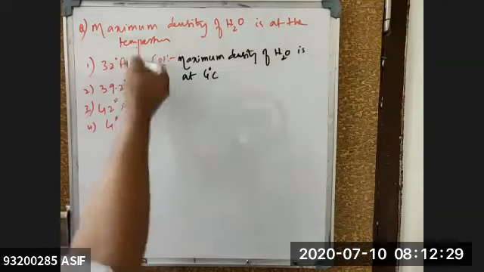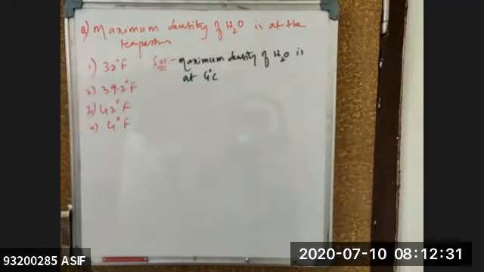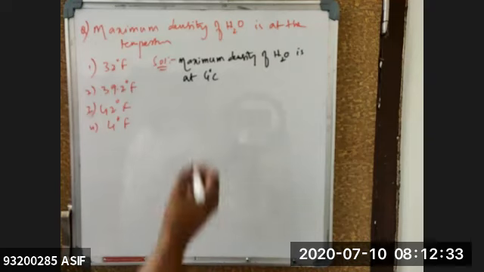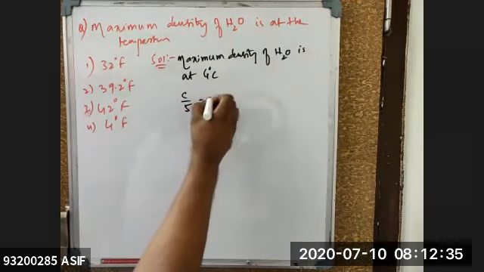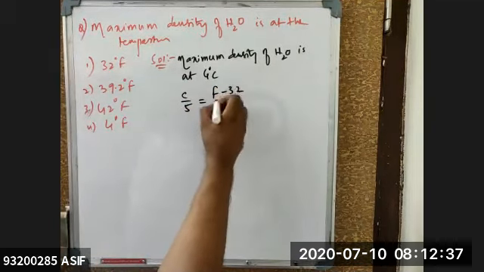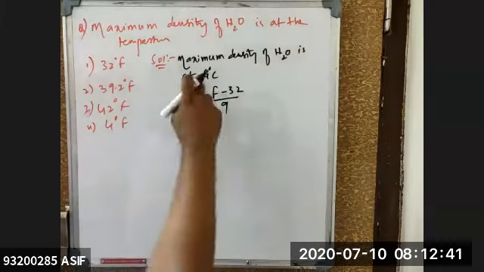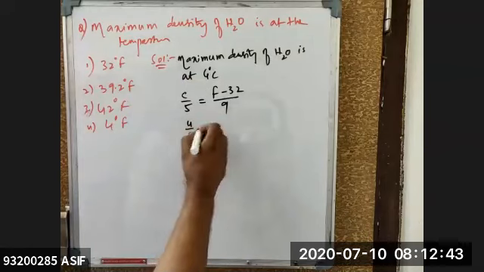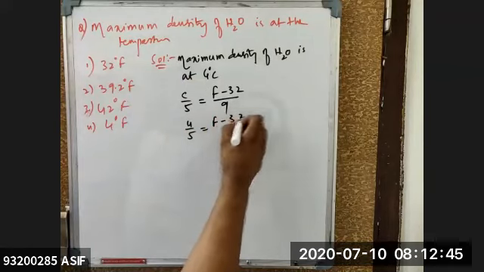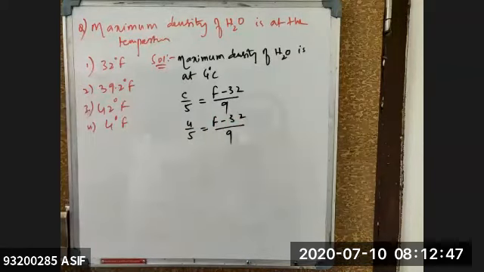Now we need the answer. Options are given in what right now for me? Fahrenheit. Can you convert that one, beta? C by 5 is equals to F minus 32 divided by 9. C value is given how much for me? 4. So it is 4 by 5 is equals to F minus 32 divided by 9.